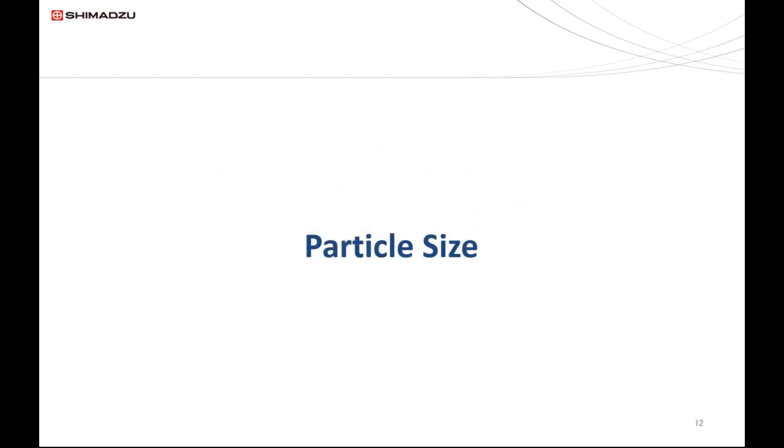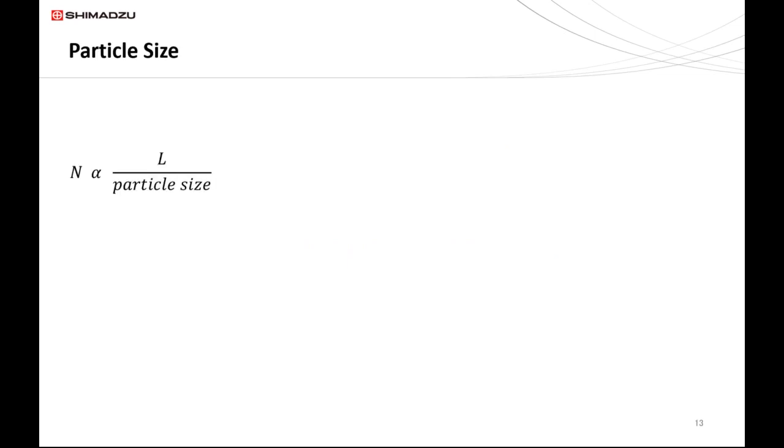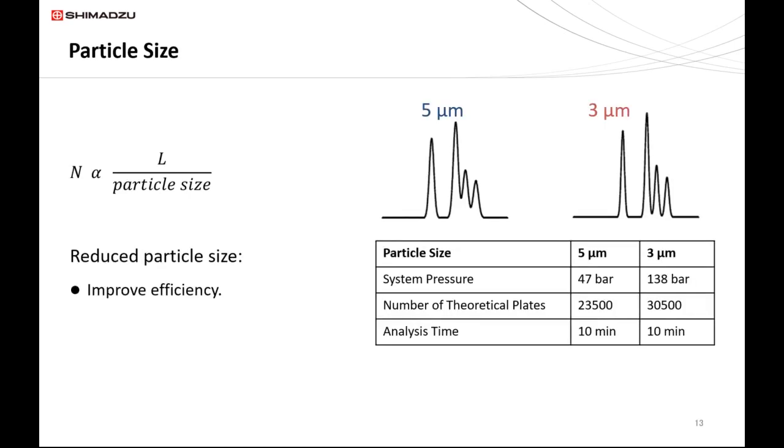Next, we have the particle size. Column efficiency is inversely related to the particle size, meaning peaks would be sharper and resolution would be higher when using a smaller particle size column. This would also mean that you can have the option of maintaining the column efficiency by using a smaller particle size column, but with a shorter length. This way, you can reduce your analysis time and increase your throughput.